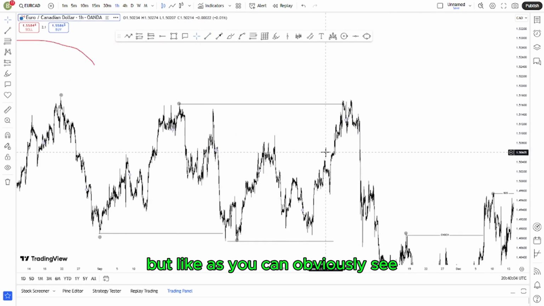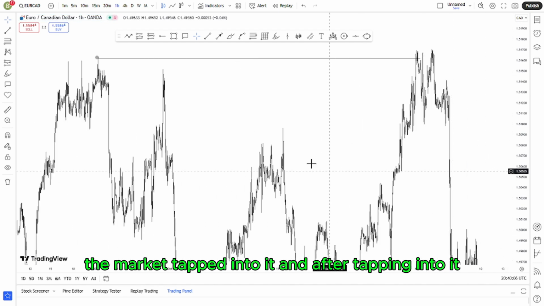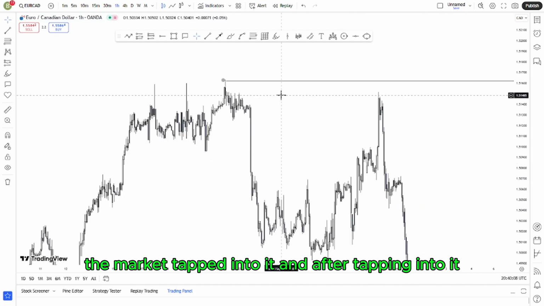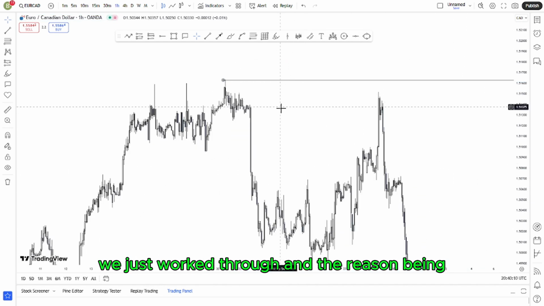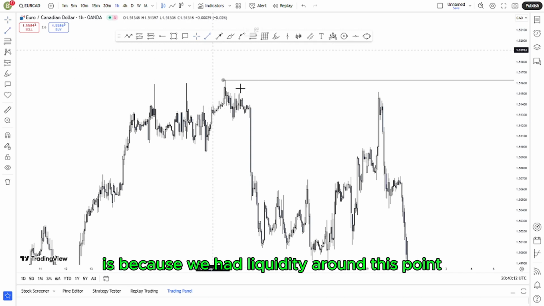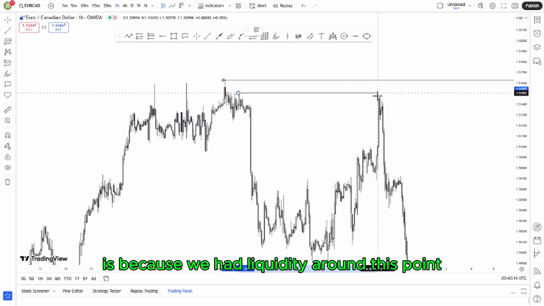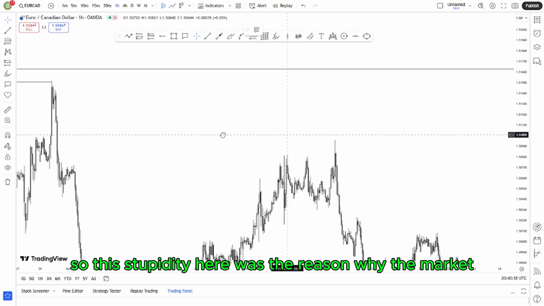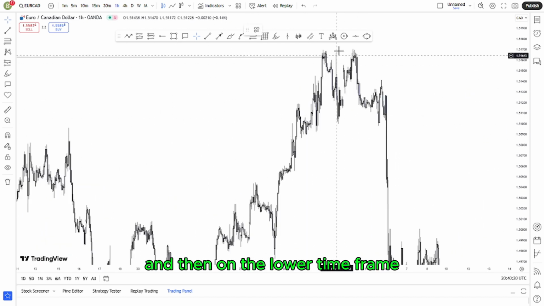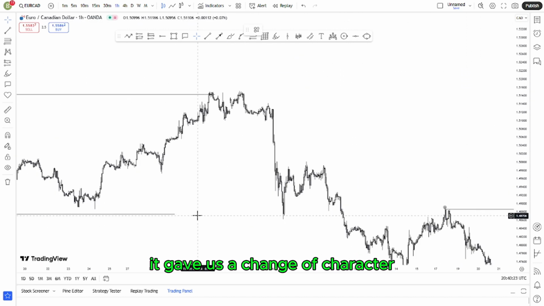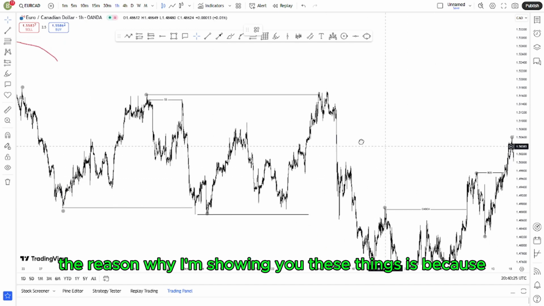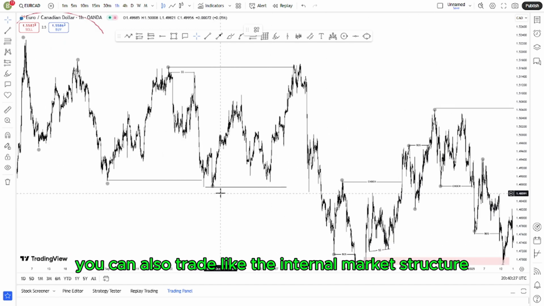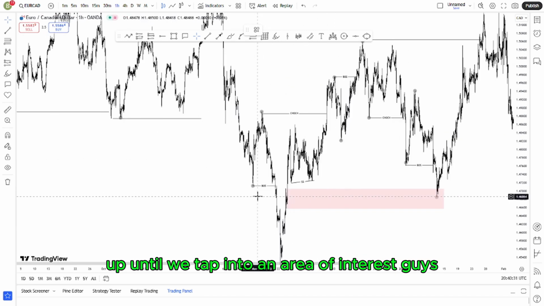But as you can obviously see, the market tapped into it, and after tapping into it, we just wicked through. And the reason being is because we had liquidity around this point. So this liquidity here was the reason why the market went a bit to the upside, and then on the lower time frame, it gave us a change of character. And the reason why I'm showing you these things is because you can also trade the internal market structure up until we tap into an area of interest, guys.